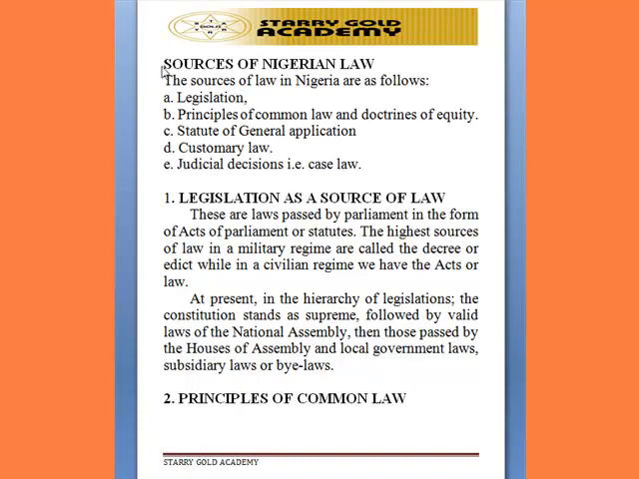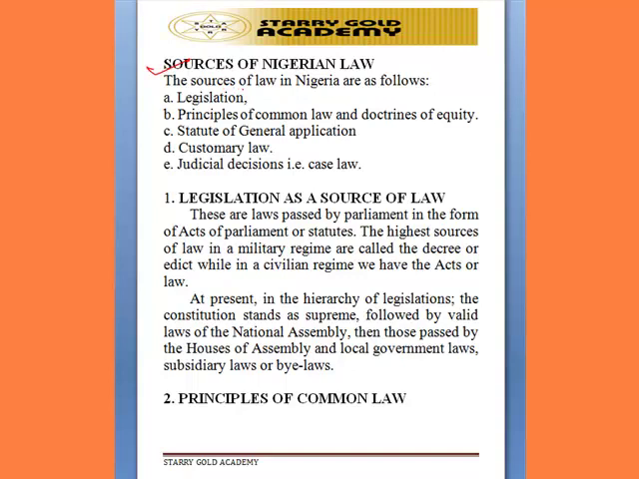Welcome to the study of this topic, sources of Nigerian law. Now, before we attempt a lecture on these sources of Nigerian law, we need to understand the concept of law. What is law?